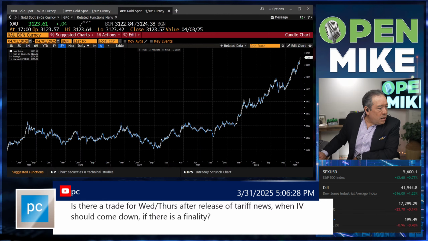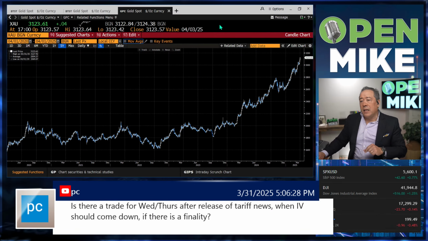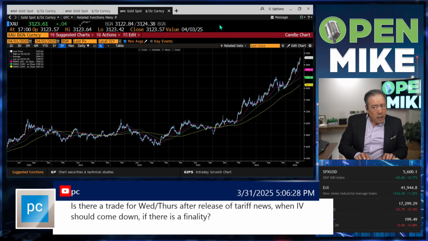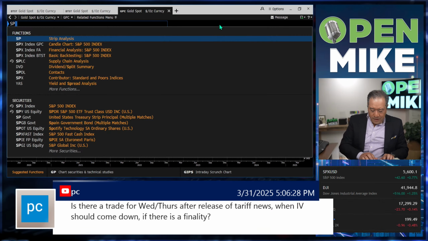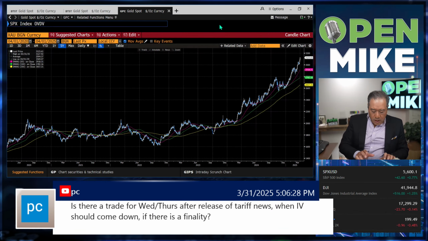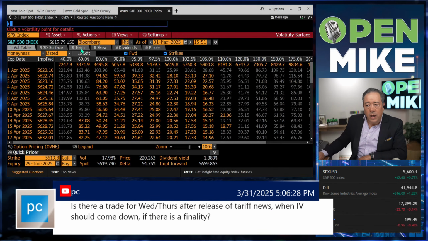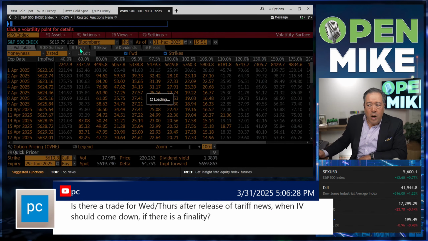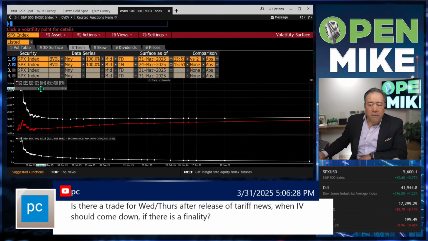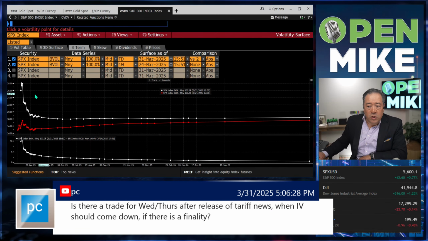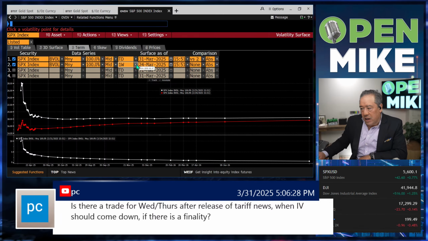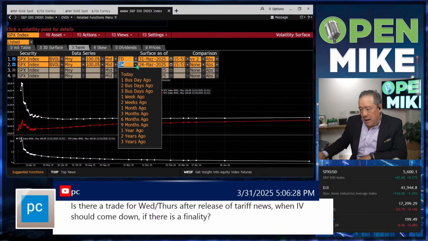Is there a trade for Wednesday or Thursday after the relief of tariff news when implied volatility should come down if there is a finality? So let's just quickly observe. All right, it is working. This is interesting. Somebody made the observation last week, and we can see if this was actually true. We can wind back the clock and see that the implied volatility that was baked into the cake associated with the tariffs was lower than the event variance that was associated with the economic data that came out last Friday.